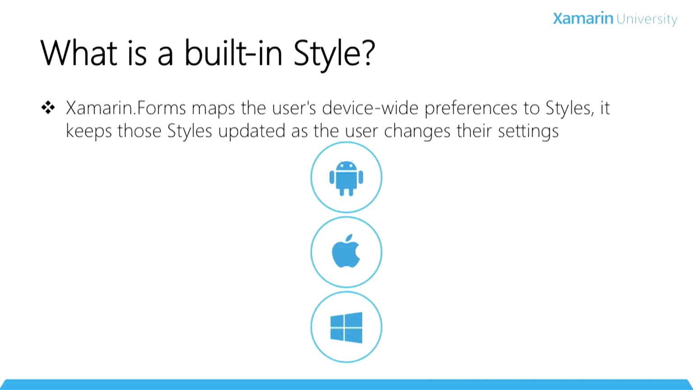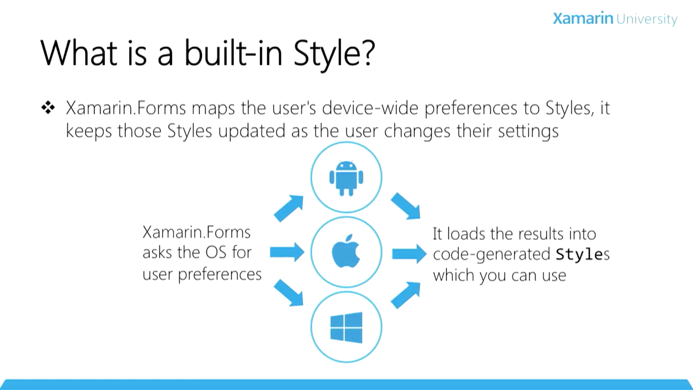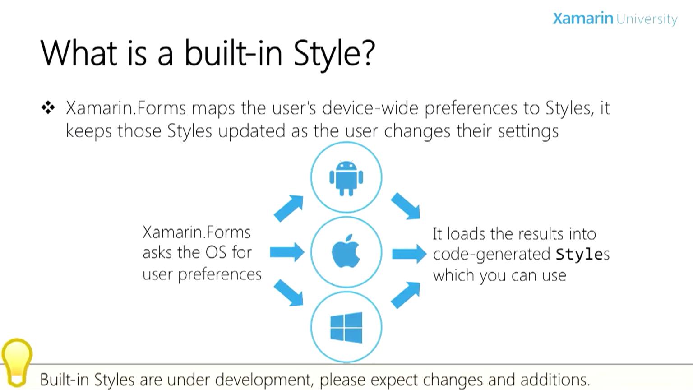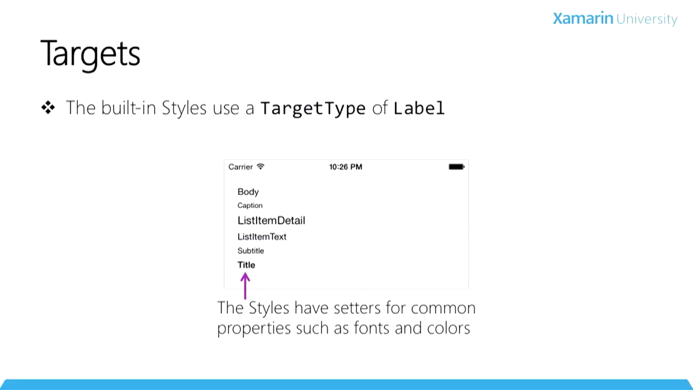Xamarin.Forms gives you several predefined styles typically called the built-in styles. And the built-in styles are generated via code at app startup. If the user changes their device-wide preferences, the system styles are updated. The built-in styles are generated via code, and the style objects are stored in Device.Styles. So Styles is a class nested inside the Device class. But this is mostly just implementation detail that you'd rarely need to actually know about. The built-in styles target the Label class.